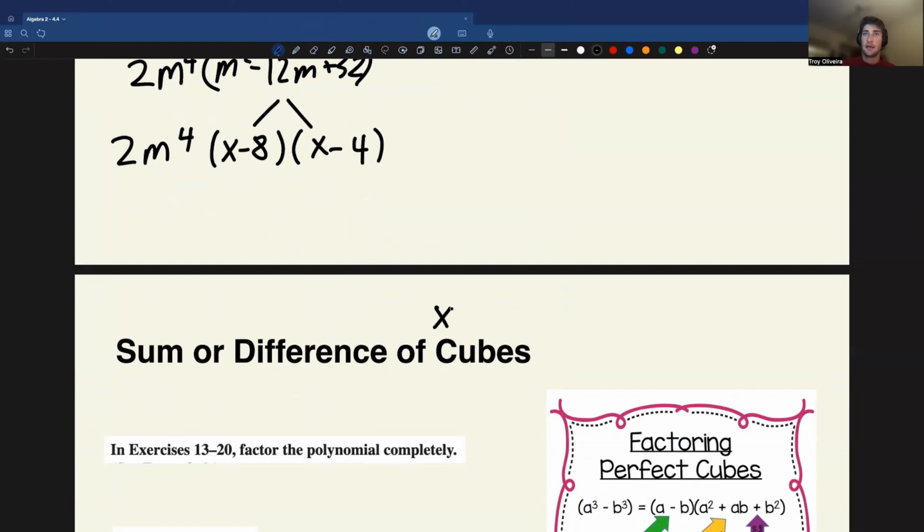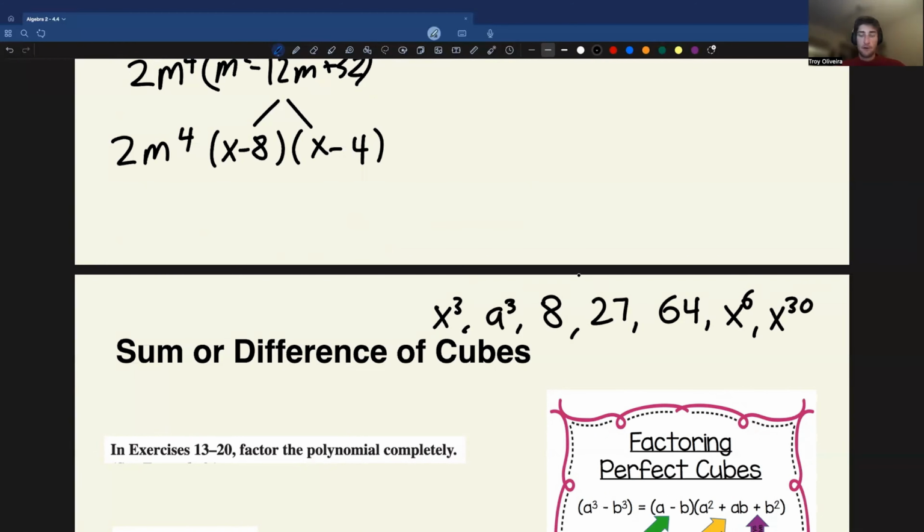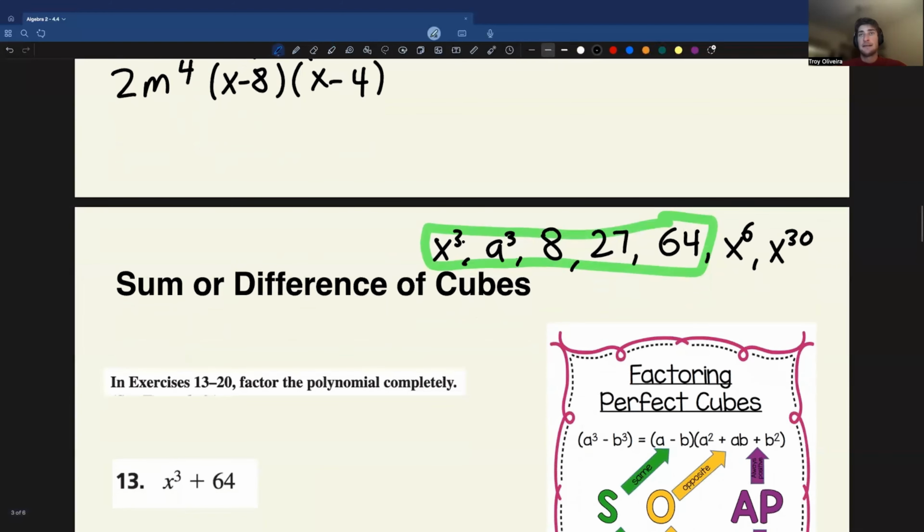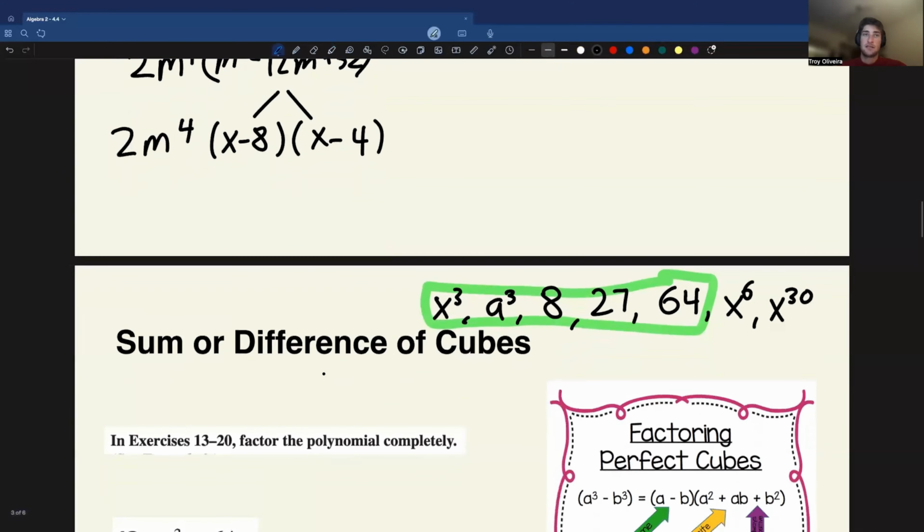So things like x cubed, a cubed, also numbers, right? 2 cubed would be 8. 3 cubed is 27, 3 times 3 times 3. 4 cubed is 64. These are all perfect cubes. In fact, any variable with an exponent that has 3 as a factor should be a perfect cube technically. But we're really focusing on these ones to start off at least. Cool. And obviously any letter, any variable cubed is a perfect cube, not just x and a.